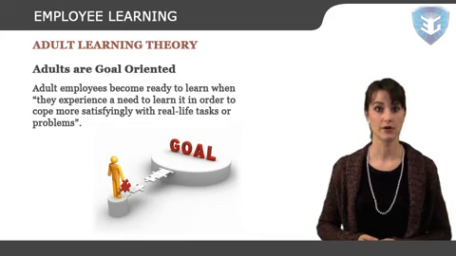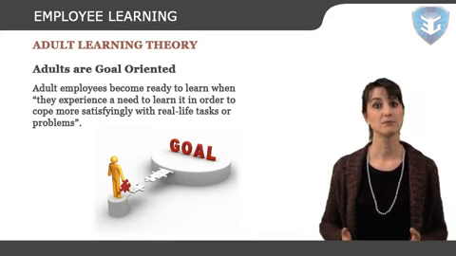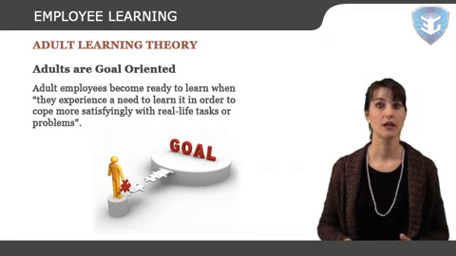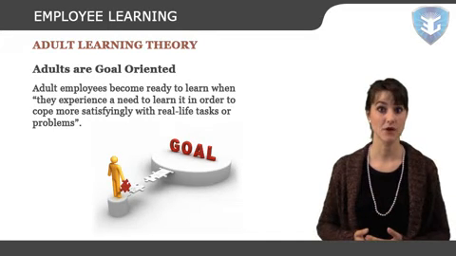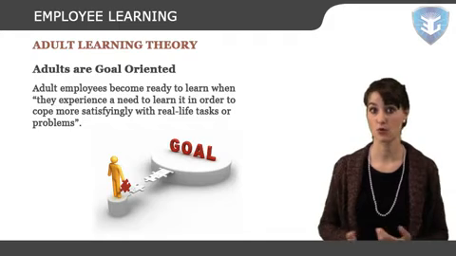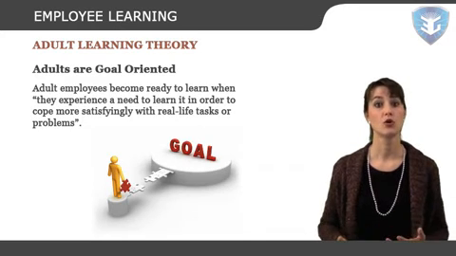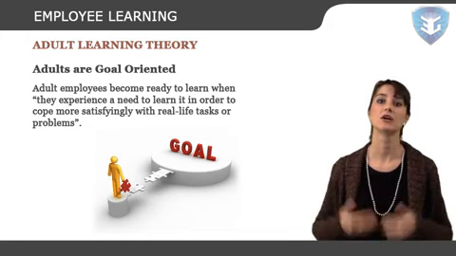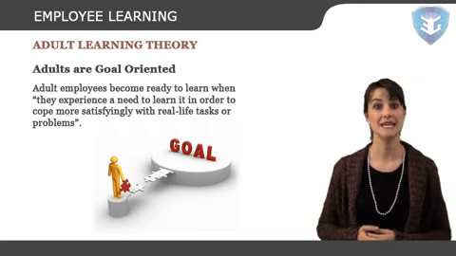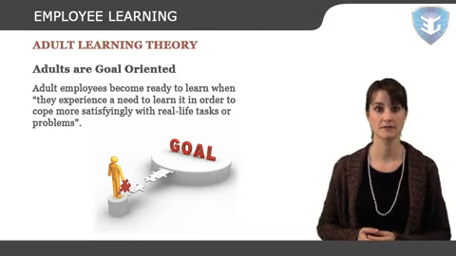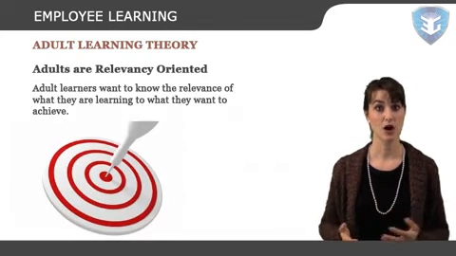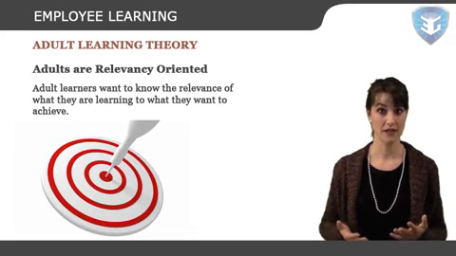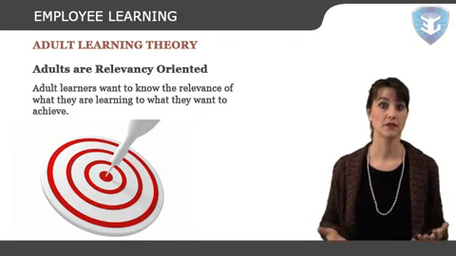Adults are goal-oriented. Adult employees become ready to learn when they experience a need to learn it in order to cope more satisfyingly with real-life tasks or problems. The role is to facilitate an employee's readiness for problem-based learning and increase the employee's awareness of the need for the knowledge or skill presented. Adults are relevancy-oriented. Adult learners want to know the relevance of what they are learning to what they want to achieve.